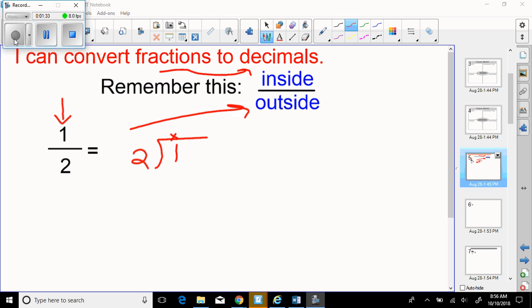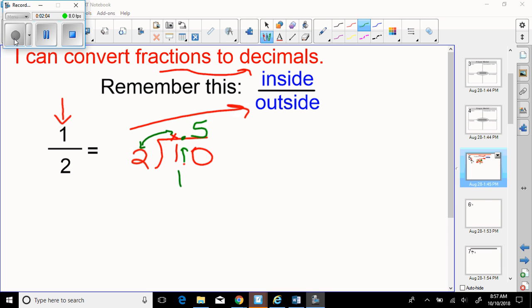Well, before we do that, the first thing we have to do is add a decimal point and a 0. Then we move this decimal point straight up. So we're going to throw that decimal point right there. Got it? And then now, can we say how many times will 2 go into 10, or 2 times what is 10? It is 5.